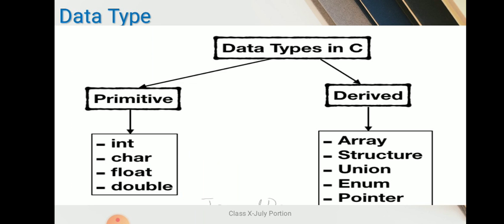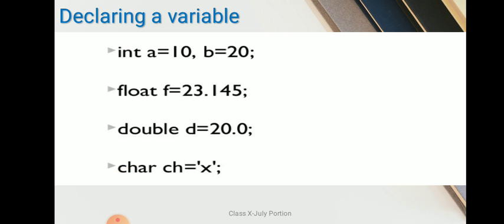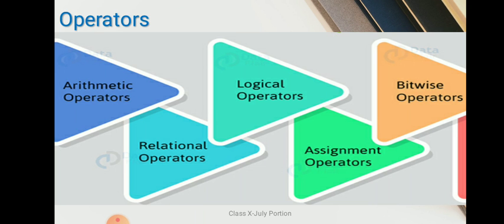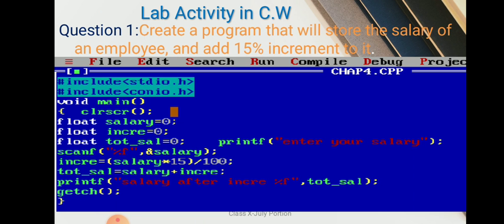Just revising, there were two data types, primitive and derived, in which we discuss integer, character, float and double. Then how to declare a variable. Then you are seeing the operators. Now comes our lab activity.